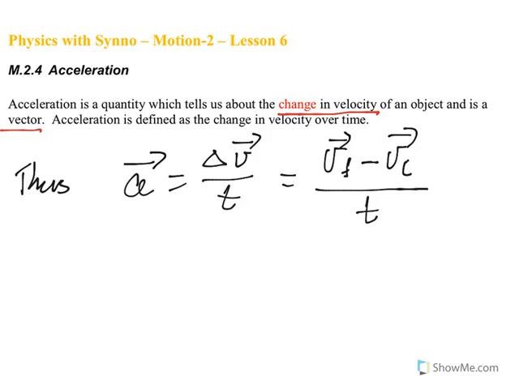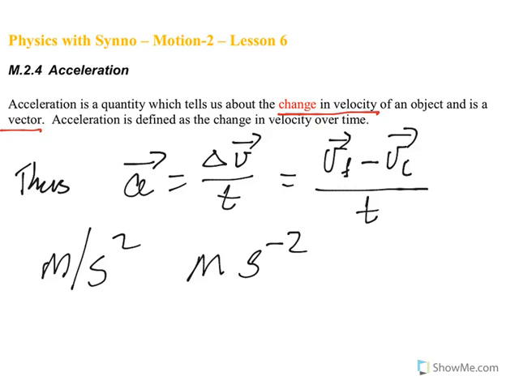The units are pretty easy. You combine the units of velocity, which is meters per second, and time, which is seconds. Meters per second divided by seconds comes out as meters per second squared, or meters seconds to the minus 2, not minus 1. That's about all there is to it in terms of acceleration.